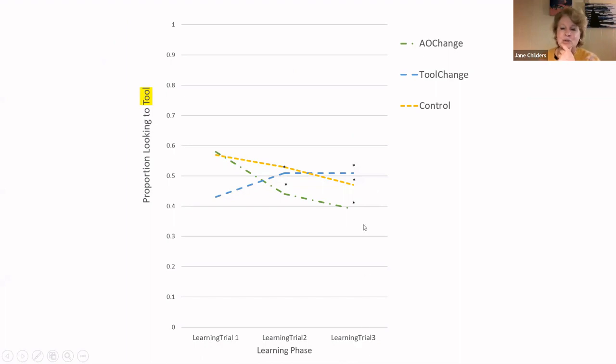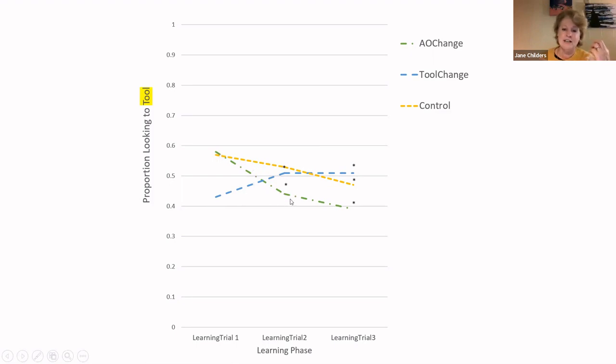And let's look at tool change first. Why not? That's fun. So the tool is changing on each trial, and we can see that their looking is increasing over trials. And the asterisk means that was significant. So they increased their looking to the changing tool as the trials went on. Cool. They might be aligning those tools. That's what I wanted to see, if I could find data for. Also, when the affected object is changing, they're decreasing their looking to the tool.